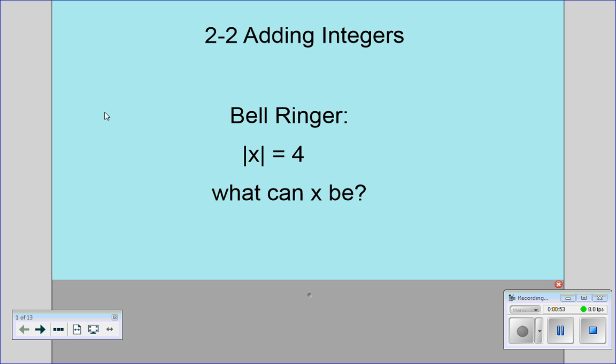Very good. Now, what are some things that x can be in here, Landon? 4. What else could x be in here? It could be another thing. Gabe? -4. Yes, it can be -4. Because remember, any answer can be a positive, right? So any answer to an absolute value is positive. So there's 2 things that can be.